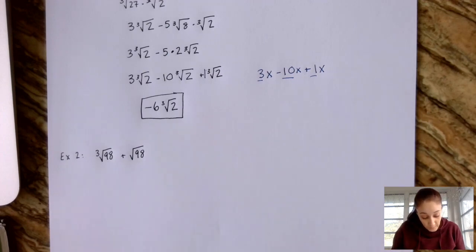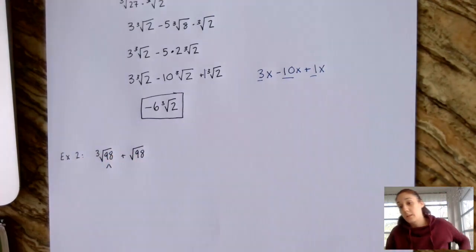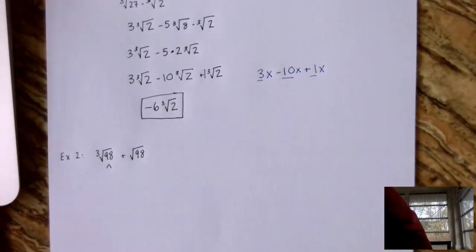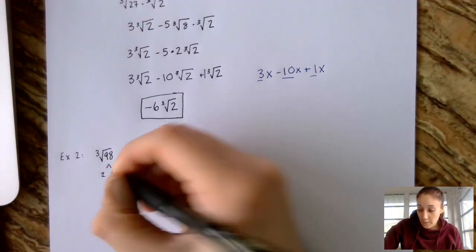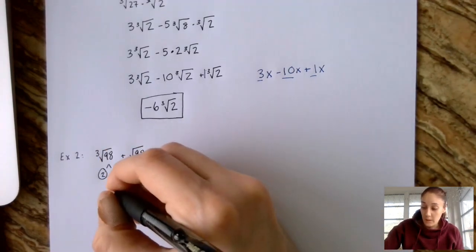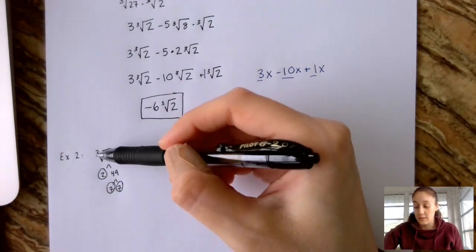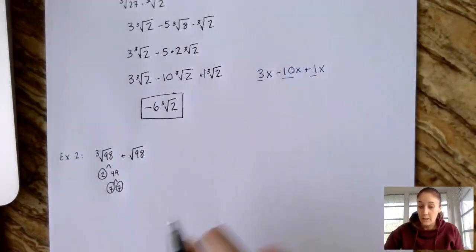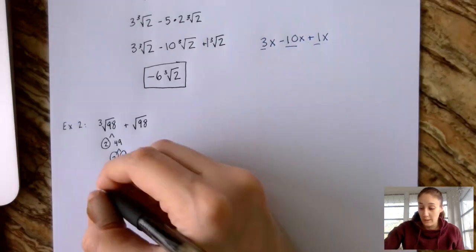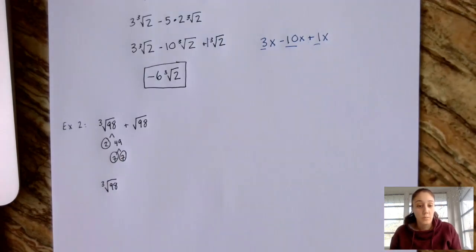Alright, so let me just take a look at my notes. We could try to break down 98. I'm going to grab my calculator. Alright, so we have 98. Let's start with 2. 2 and 49. Alright, so 2 is prime, and 49 is 7 times 7. That's prime. And so remember that because the index is 3, we're looking for groups of 3. So there's obviously no group of 3 here, so what that means is that the cube root of 98 actually cannot be simplified. So we're going to keep it, the cube root of 98.